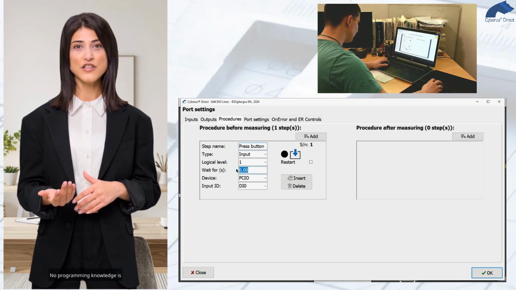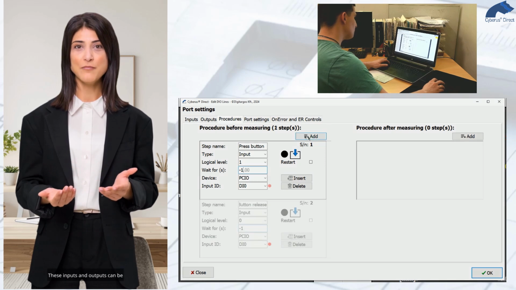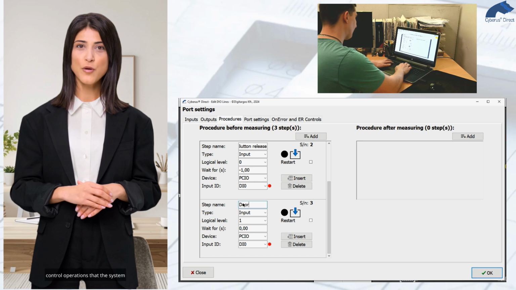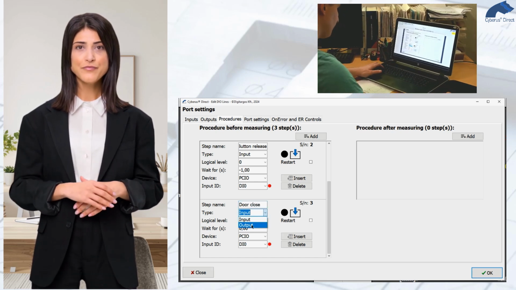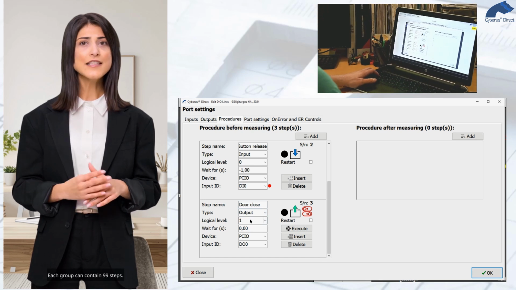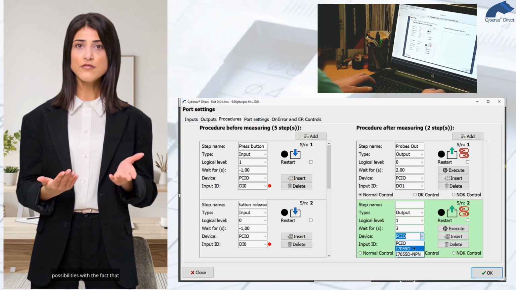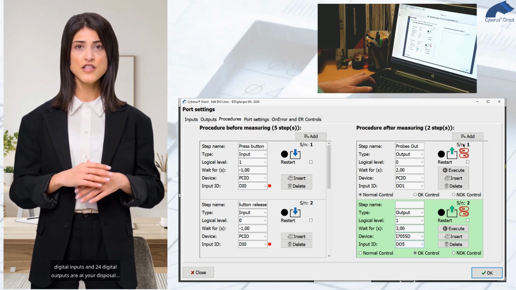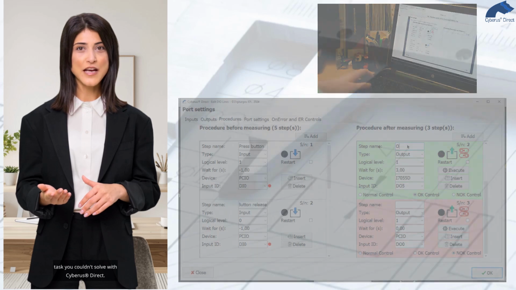No programming knowledge is required to program the digital inputs and outputs. These inputs and outputs can be timed and operate in 2 groups. They control operations that the system must perform before and after the measurement. Each group can contain 99 steps. If you compare these numbers and possibilities with the fact that in the fullest configuration, 24 digital inputs and 24 digital outputs are at your disposal, well, then there's practically no task you couldn't solve with Cyberus Direct.